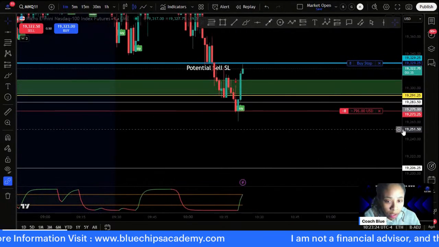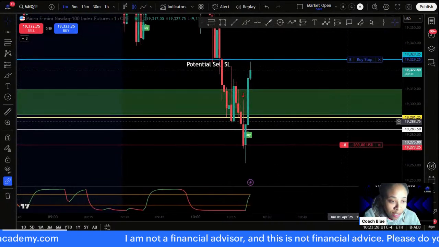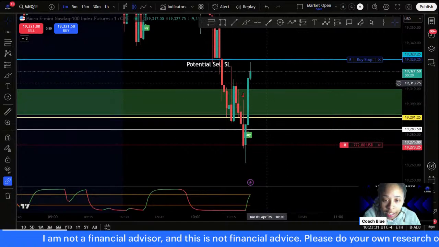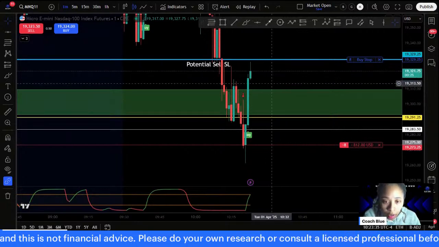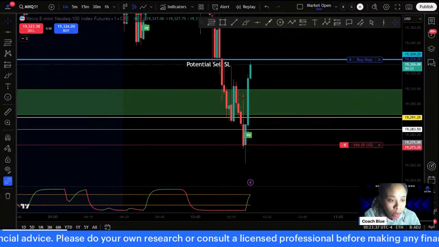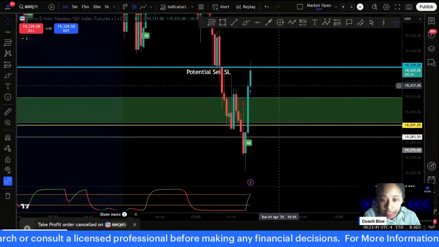We're getting real close to that stop loss though. 30 seconds left on this candle. Let's see if we can hold our level. 25 seconds. Stopped out. So we got faked out again.